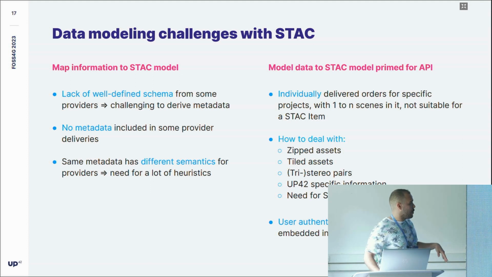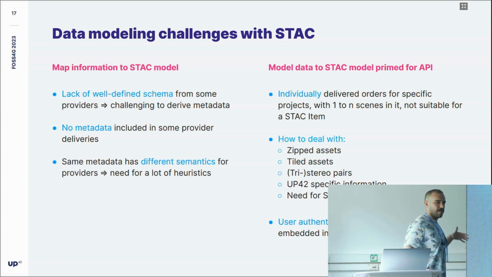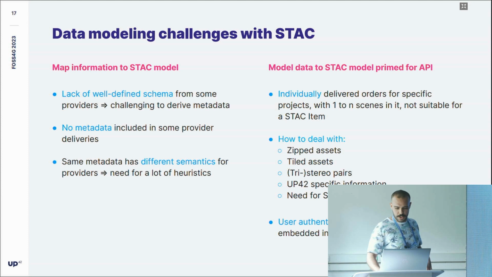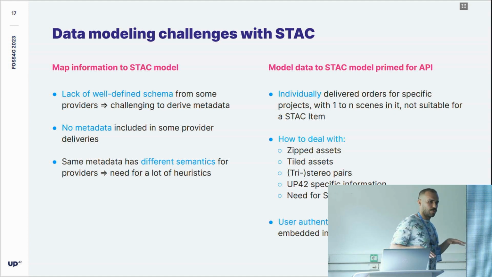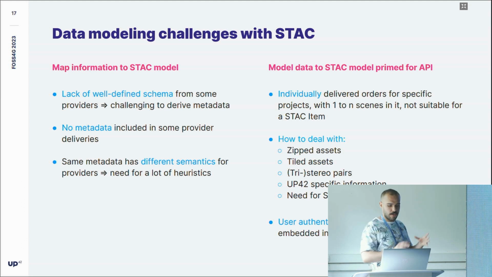And for API purposes, the delivery structures are very different in the premium world. It's not like Sentinel or Landsat. There are more complexities. There are tasking cases which have different structures. We had problems with zipped assets. Now we solve this: just ignore the zip, extract all information, then do it. But there is still a missing part to handle it easily. And there were some tiled assets, tri-stereo asset pairs, which you mostly don't find in open source data. It's more like premium tasking operations.